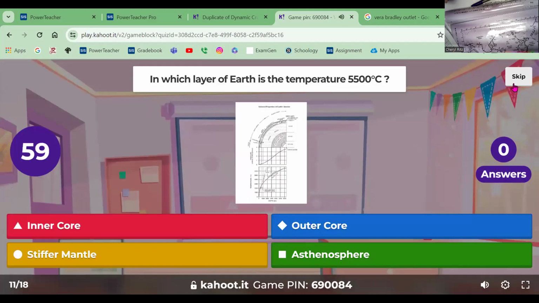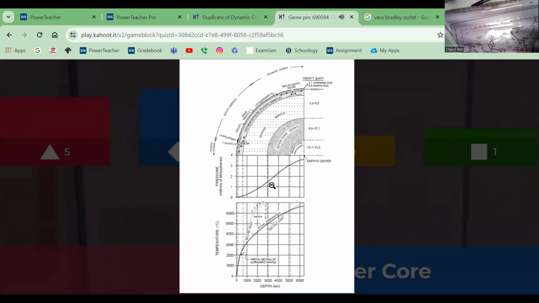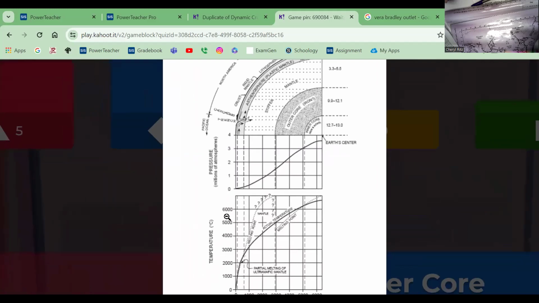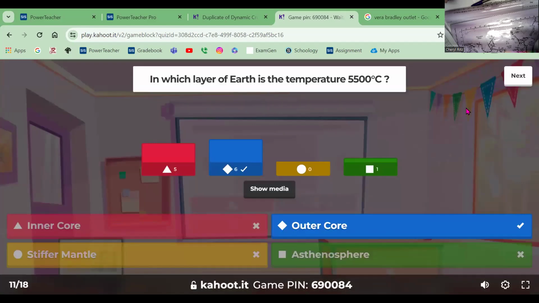Which layer of the earth is the temperature 5,500? Oh boy, you guys fell for the oldest trick in the book. So 5,500 was a temperature. That's right here. Go over till you hit the black line. That puts you in the outer core. Those of you who said inner core, you did a temperature of 5,000 or a depth. You did depth and you went up and that's inner core. So another case of please tomorrow, take your time, read the words, double check on the reference table.